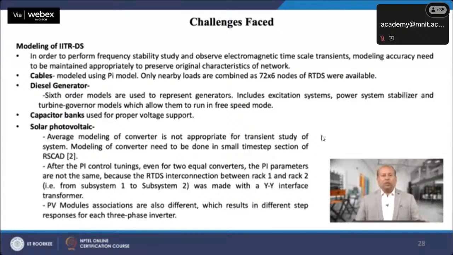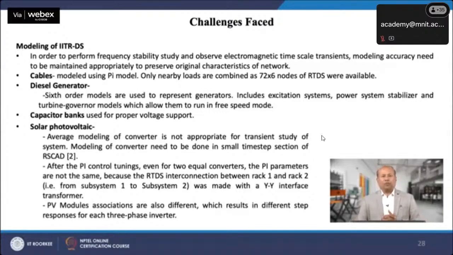Further, the solar photovoltaic converter is modeled in the small time step section of RSCAD. Precautions need to be taken here to not model PV converters as average models. It is due to the reason that average models do not participate accurately in transient studies as much as small time step section models do. Also, PI controlled twinning of two equal rating converters may not work.